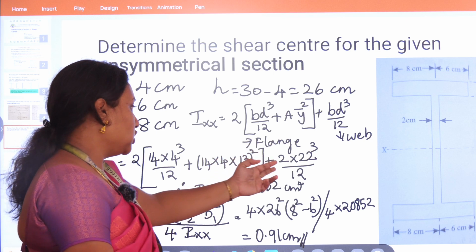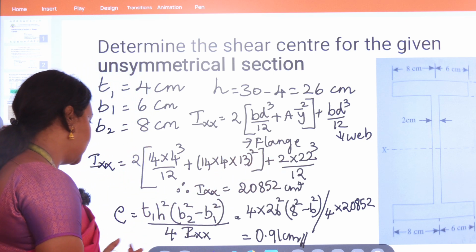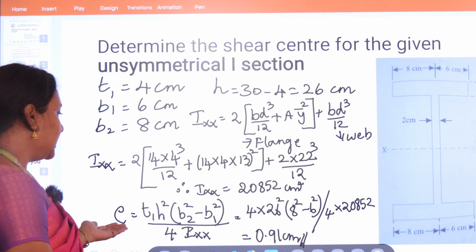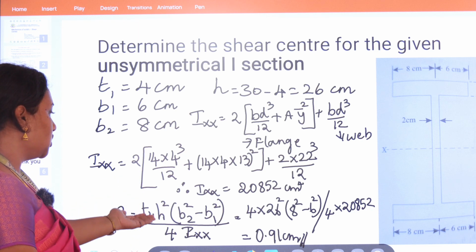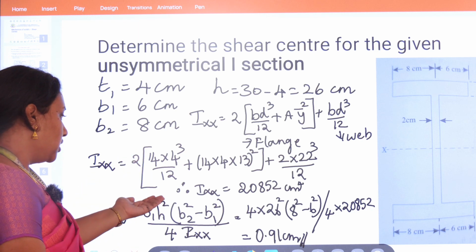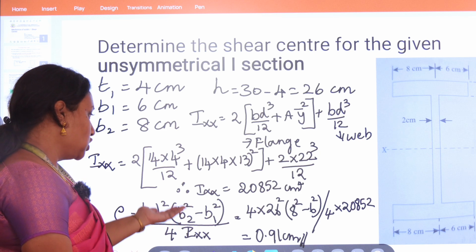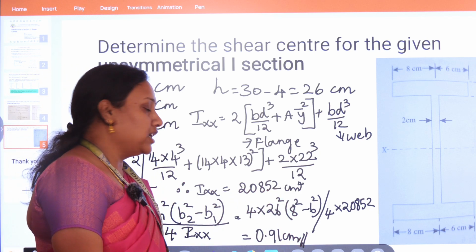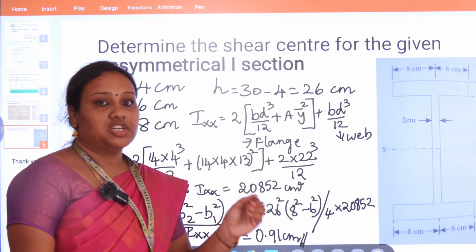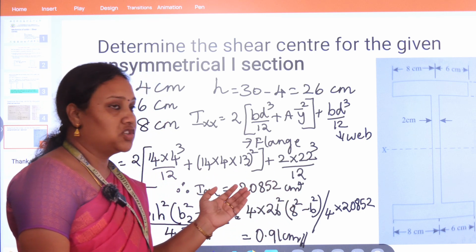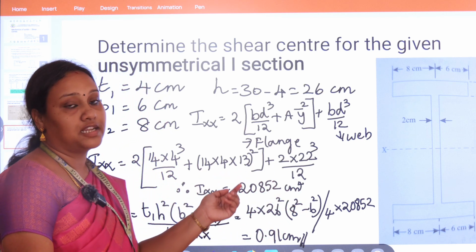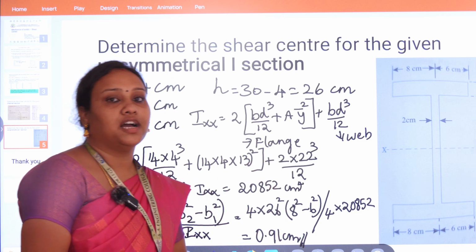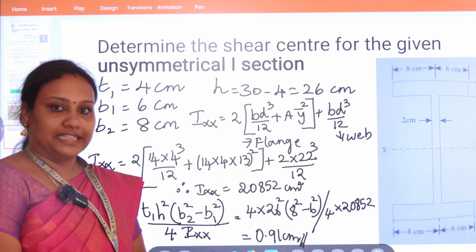So when you substitute these values in the shear center formula, e is equal to t1, thickness of the flange, into h square into (b2 square minus b1 square) divided by 4 into Ixx, you get the value to be 0.91 centimeter. That means the shear center for this I section lies at a distance of 0.91 centimeter from the centroid of the I section. This type of question will be asked generally in GATE.